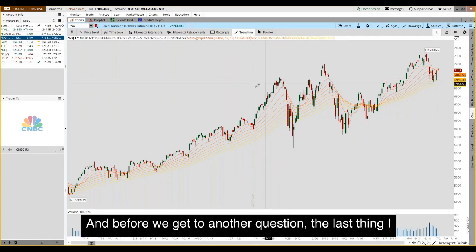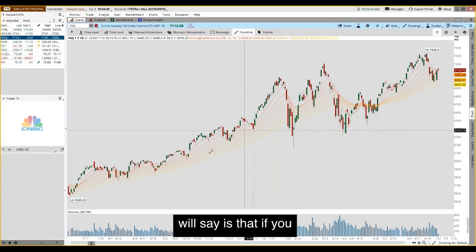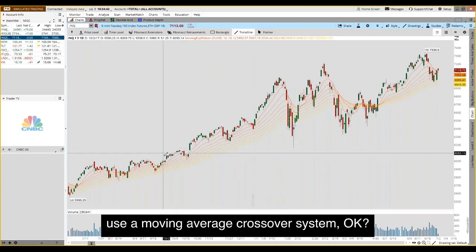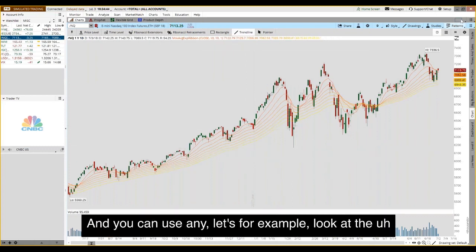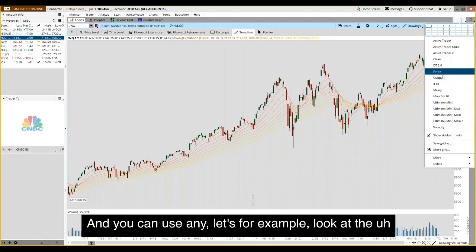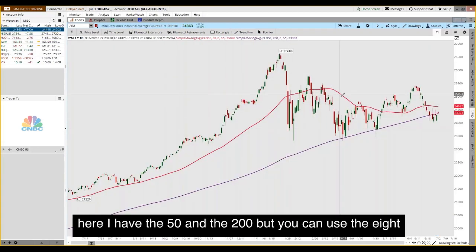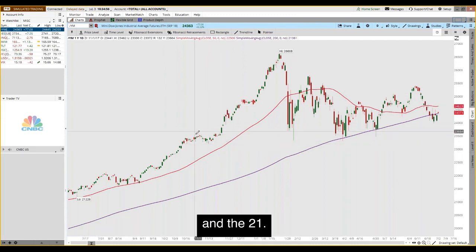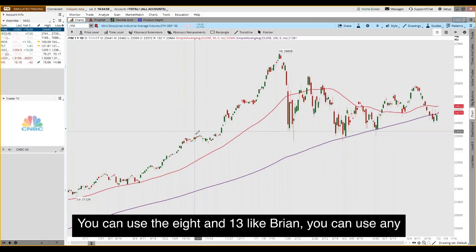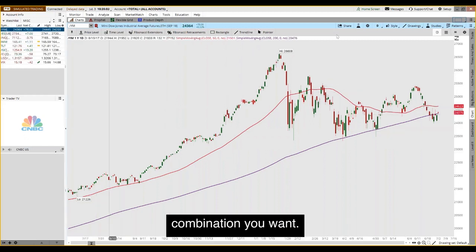And before we get to another question, the last thing I will say is that if you use a moving average crossover system, and you can use any, for example, here I have the 50 and the 200, but you can use the 8 and the 21. You can use the 8 and 13 like Brian had. You can use any combination you want, okay?